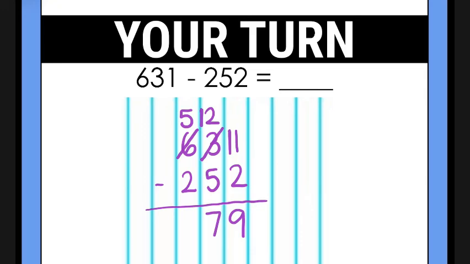And finally, let's subtract our hundreds. I have 5 minus 2. 5 minus 2 equals 3. So our difference is 379.